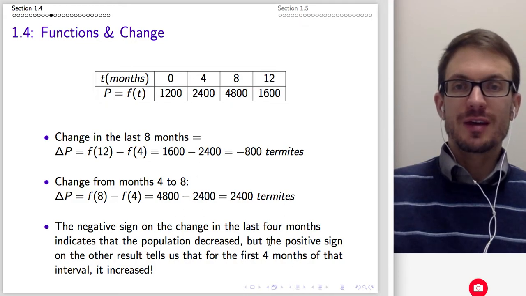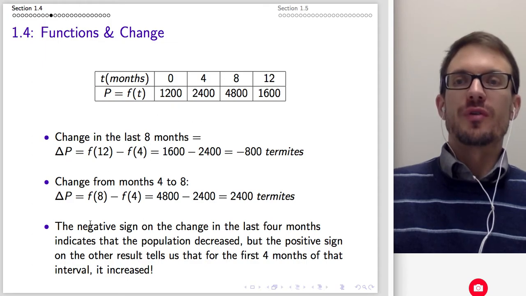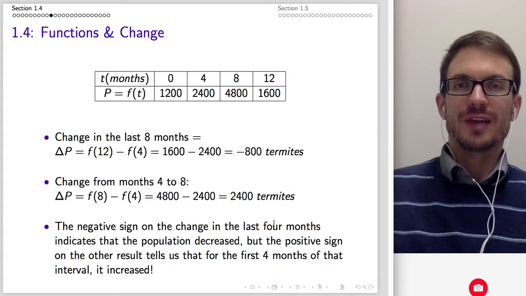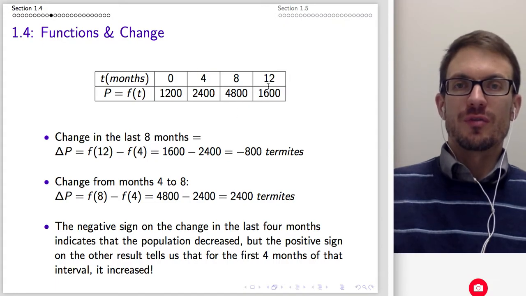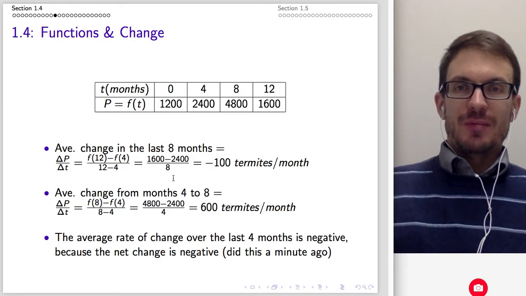So the negative sign indicates the population decreased, but the positive sign on the other result tells us for the first 4 months of the interval it increased. I should actually say the negative sign on the change for the last 8 months, right? Because that was going from here to here. Okay. So here's the average rate of change in the last 8 months.